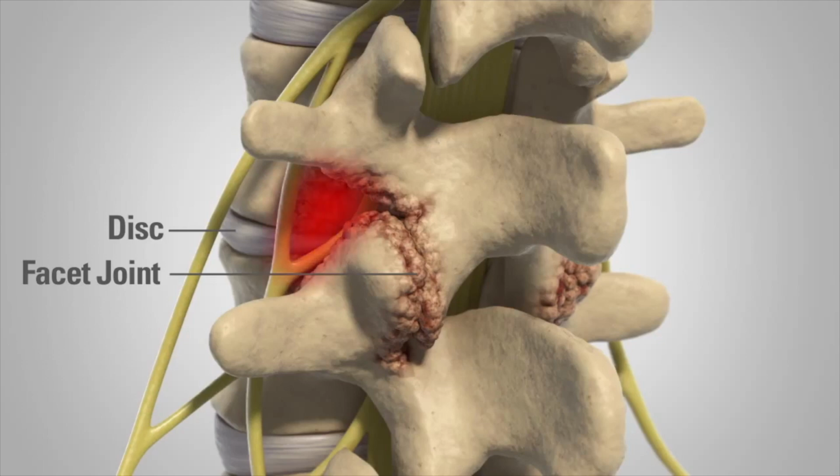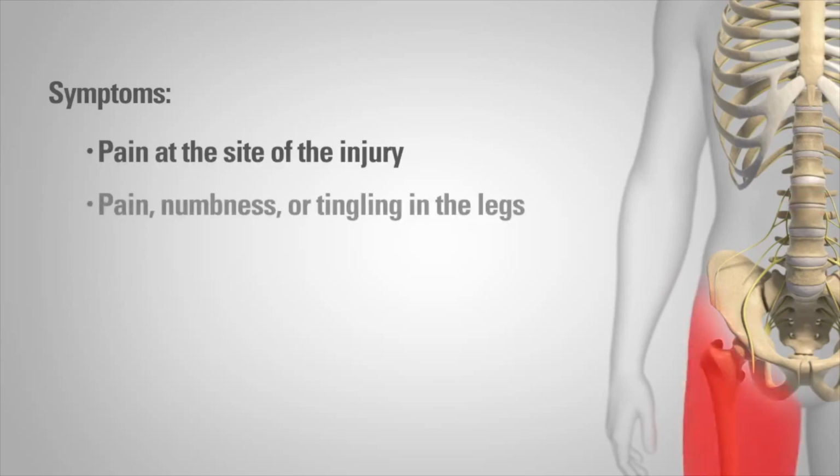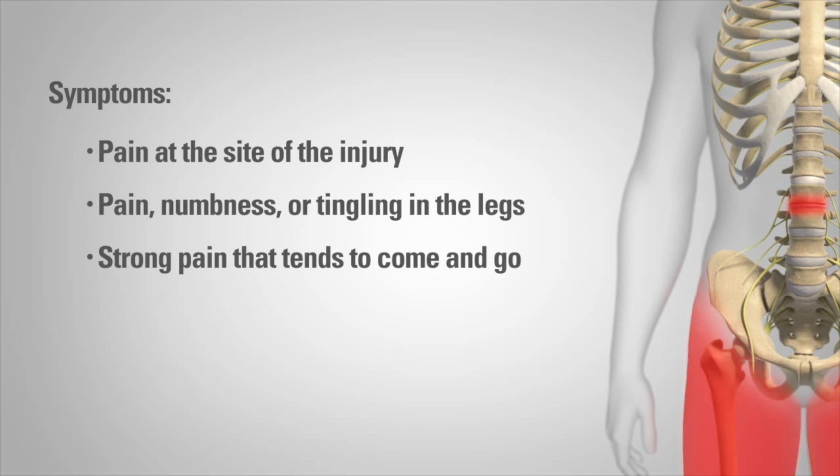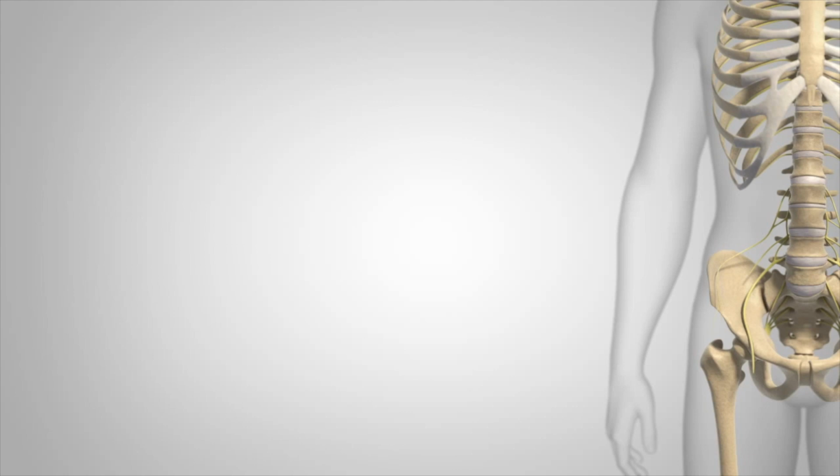As you can see, disc degeneration can cause some sort of pain in your lumbar spine, and the symptoms of this condition can be pain at the site of the injury, pain and numbness or tingling in the legs, strong pain that tends to come and go, and pain that worsens when bending, twisting, and or sitting. The pain would be relieved when you lie down. These are the symptoms of degenerative disc changes in your lower back, and in many cases, we have a very solid treatment plan for you.